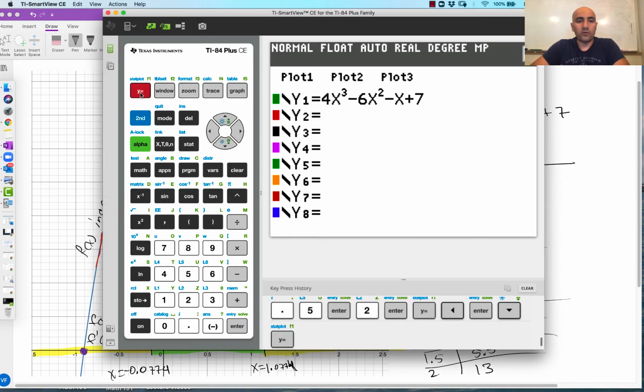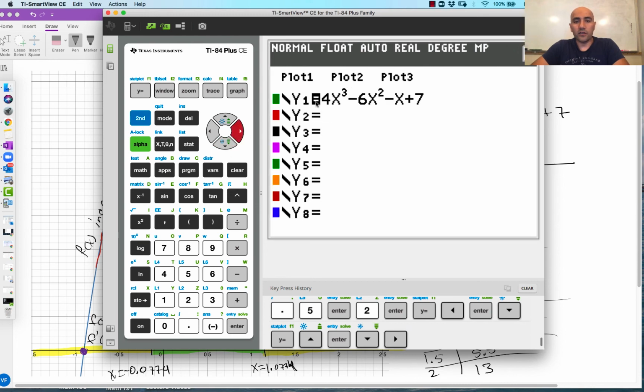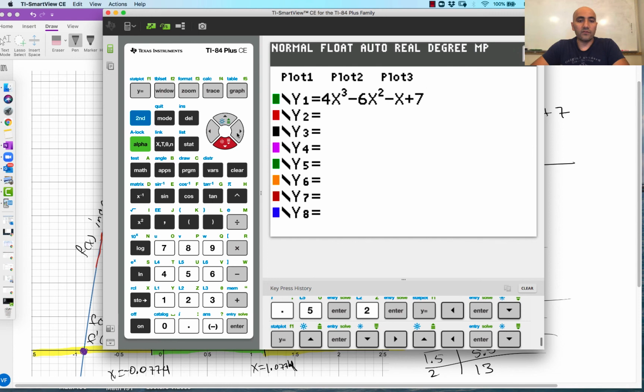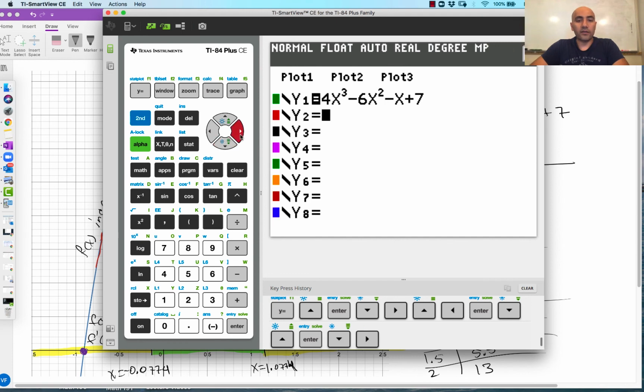You go to y equals, this is where we typed in our equation. Make sure that this equal sign is dark. If it's dark, this means it's active, it's going to graph it. If it's not dark, hit enter, move down, see how it's no longer dark, it won't graph it. All right, highlight it, hit enter if it's not already dark, and now we're ready to graph it.